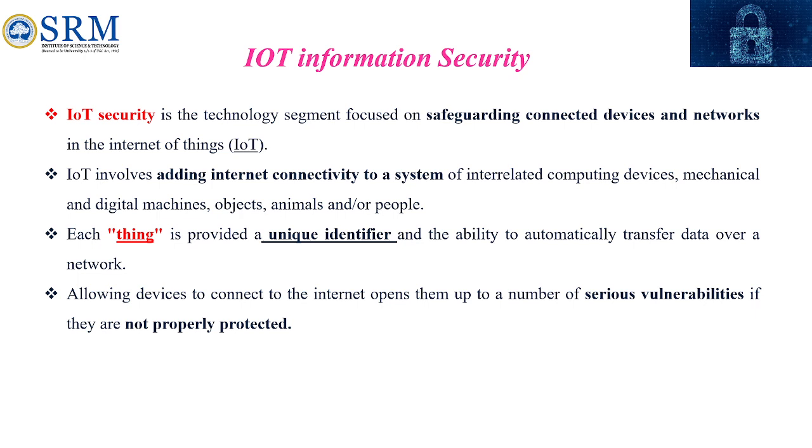So Internet of Things security is basically the technology which safeguards the connected devices in the network, along with the network that is present over it. It involves adding internet connectivity to a system of interrelated computing devices, because IoT simply means interrelated computing devices, digital machines, objects, animals or people. These things are related to this IoT.